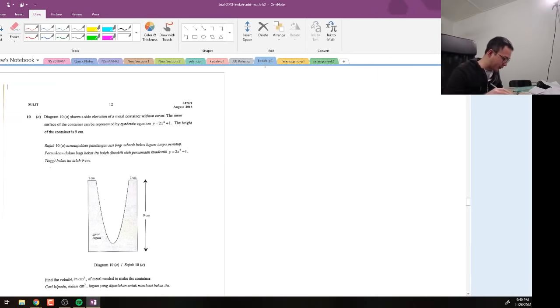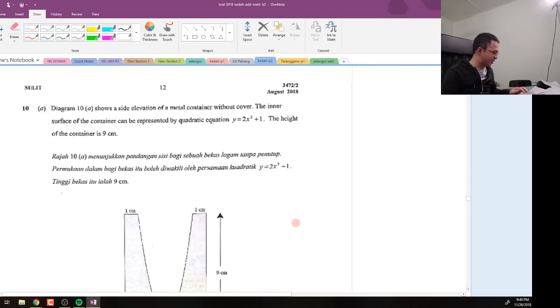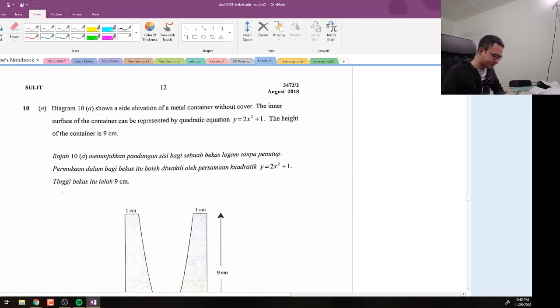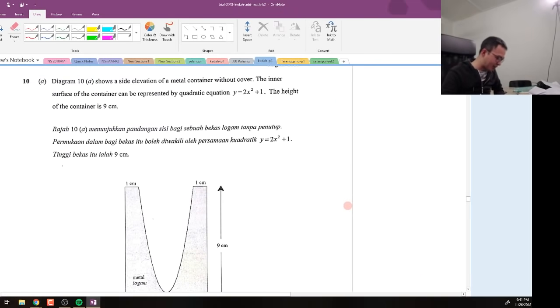KBAT paper 2. I'm going to discuss this question, because actually a lot of students ask me about this question. This question is similar to the bowl question just now, but it changed a little bit here. And this is a 5-mark question.